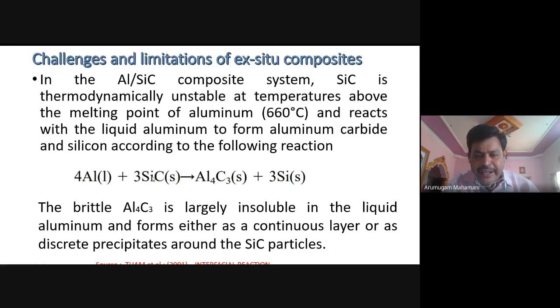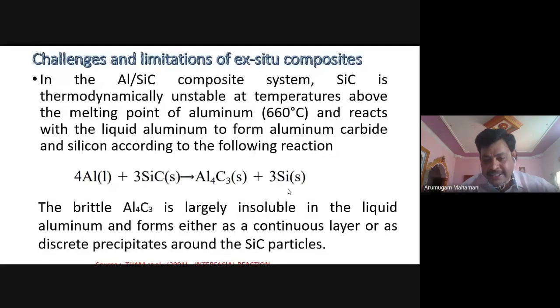So immediately, I searched the literature. Here is what happened: while melting the aluminum alloy, from 550 onwards the melting will start. Around 600 degrees it will be completely in the liquid state. If your aluminum melt reaches 660 or around 700 degrees and you put SiC particles into it, then we will have Al3SiC. So instead of SiC composite, it will form an intermediate compound, Al4C3.